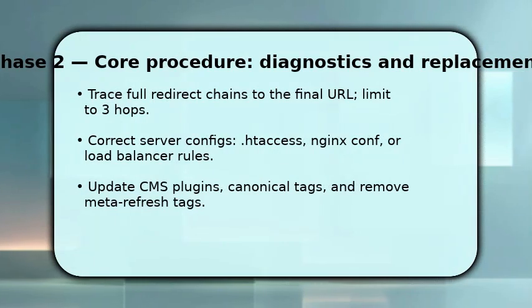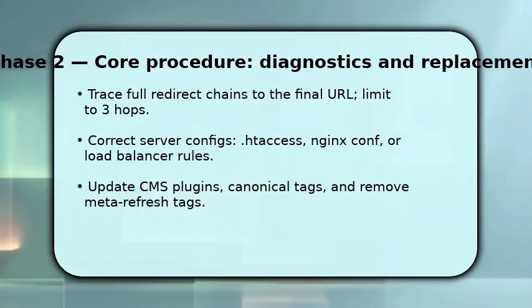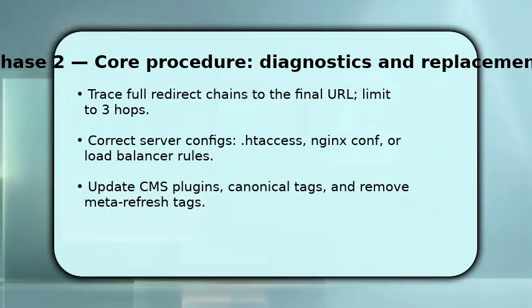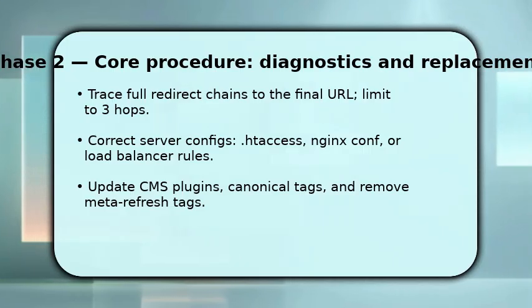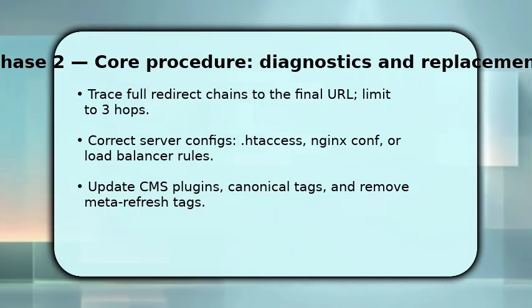Now you diagnose the complex middle steps. Trace the full redirect chain to the final URL and limit hops to 1 or 2, ideally a single 301. If the redirect originates in .htaccess, nginx.conf, or a load balancer, edit the rule to point directly and persistently. If it's a plugin or CMS redirect, disable the conflicting rule and set a single canonical 301.